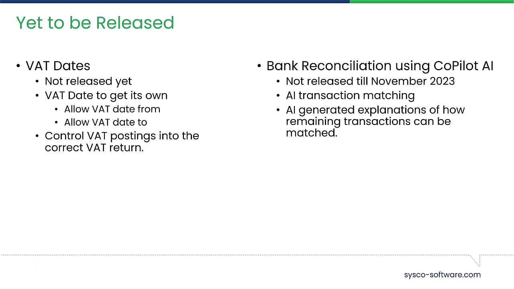A couple of areas yet to be released. VAT dates. They are going to have a VAT date from and VAT date to of their own. And this is going to give the users much more control over the VAT returns that they post the transactions into. Bank reconciliation using your Copilot. Not much information on this one yet, but the transaction matching will be AI, and there's going to be AI generated explanations on how remaining transactions can be matched. So look out for more information on this one once it's released in November.